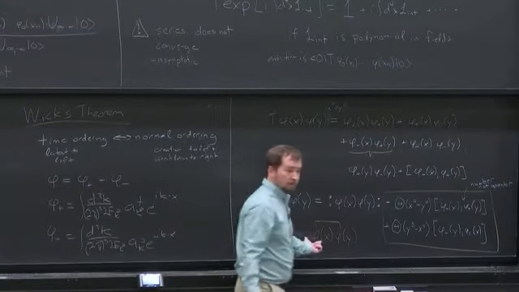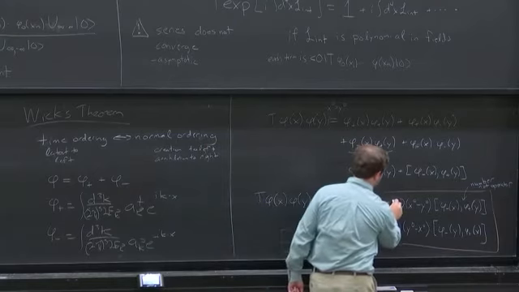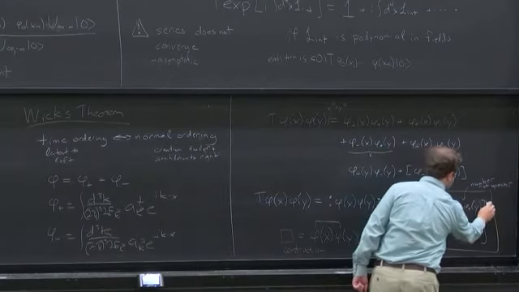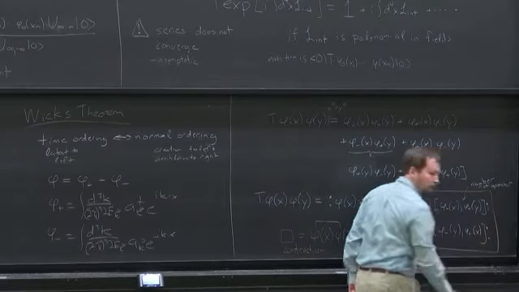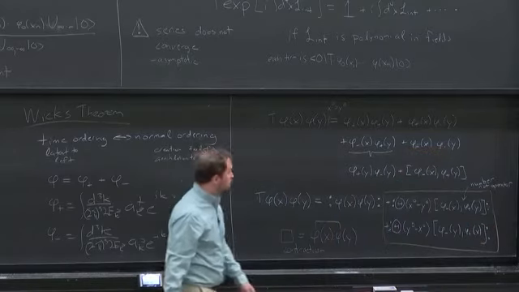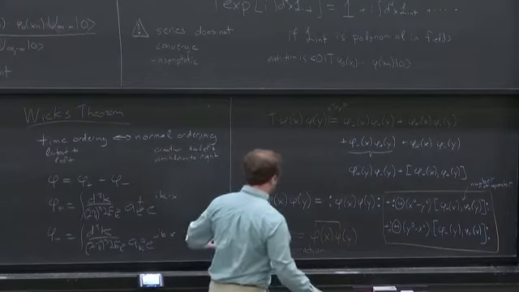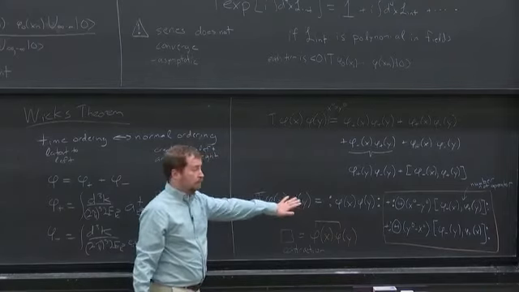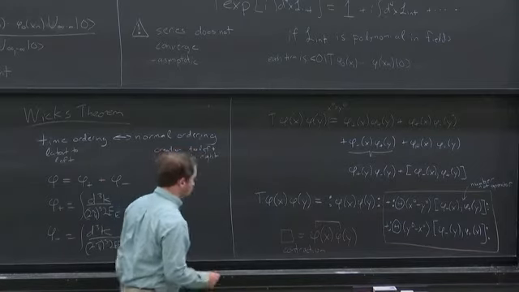So this is normal ordered. If I had a normal ordering on each of these terms, I haven't changed anything. There's no operators. It's normal ordered. So, given this simple example, I can now state the general result of Wick's theorem.